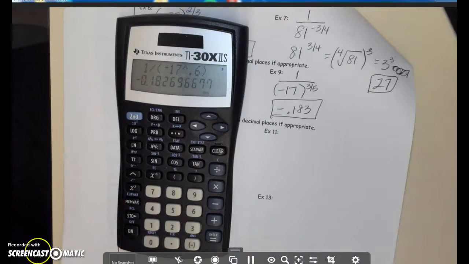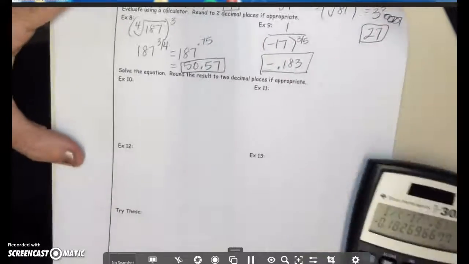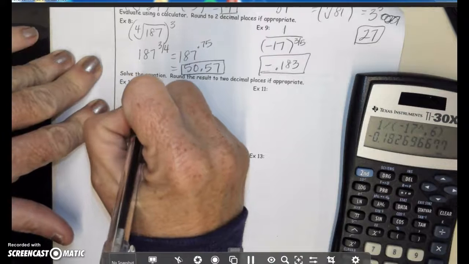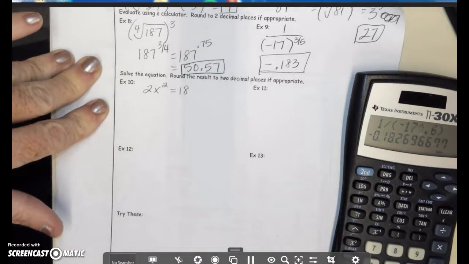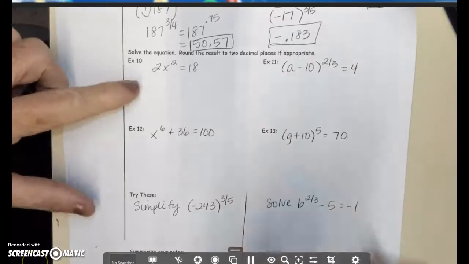Alright, I'm going to give you some equation practice, because we definitely can solve radical equations, and that's kind of the entire point of this unit. So we'll get them all written down and then we'll work through. Alright, so just take a quick minute and get your problems written down. We'll go through and alright, let's start with example 10.